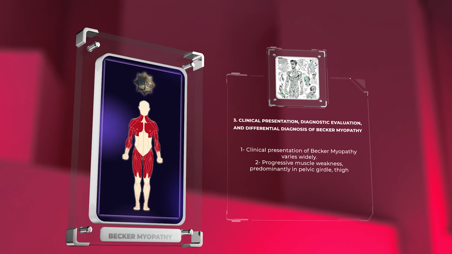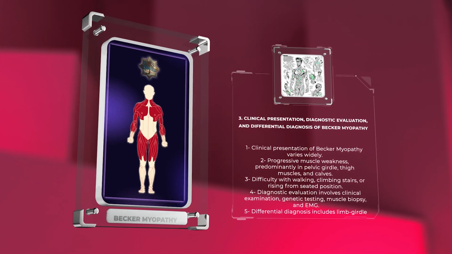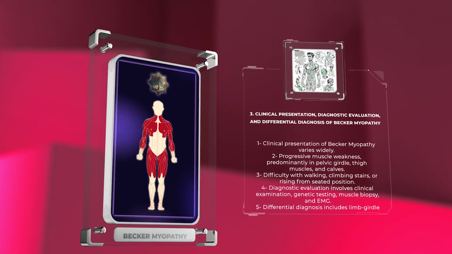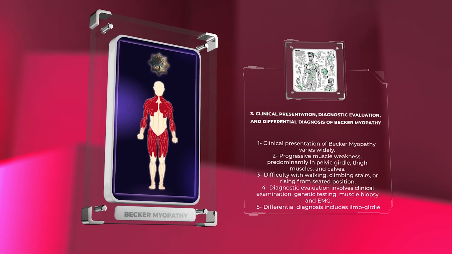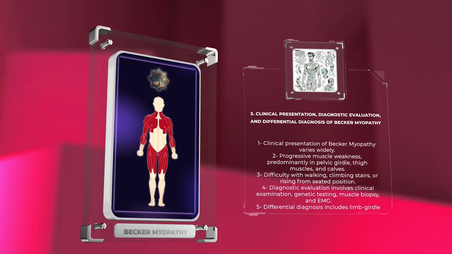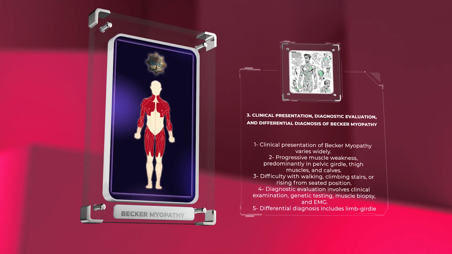The clinical presentation of Becker myopathy varies widely, even within affected family members. Common symptoms include progressive muscle weakness, predominantly affecting the pelvic girdle, thigh muscles, and calves. Patients may experience difficulty with activities such as walking, climbing stairs, or rising from a seated position.